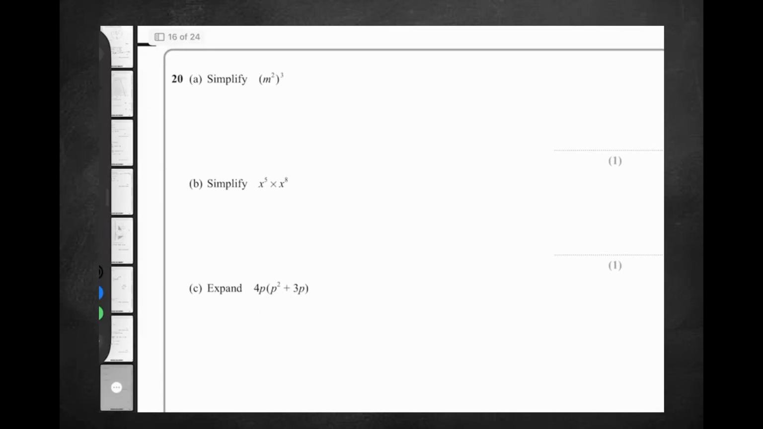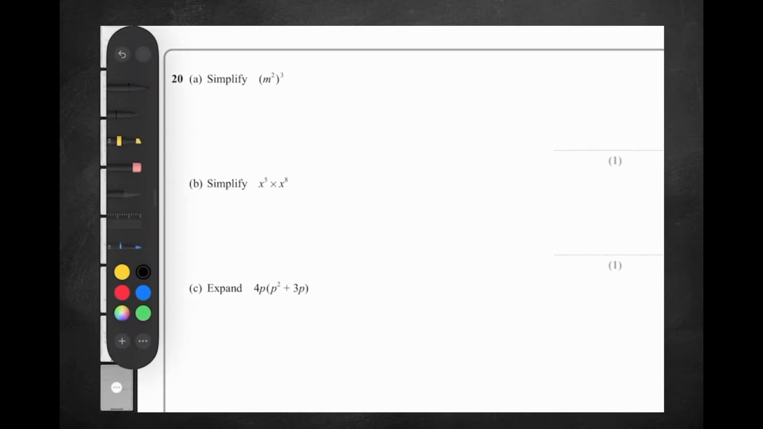Question 20. Simplify (m squared) to the power 3. All we need to do for that is m to the 2 times 3, which is m to the 6. Then x to the 5 times x to the 8 is going to be the same as x to the 5 plus 8, which is just x to the 13.